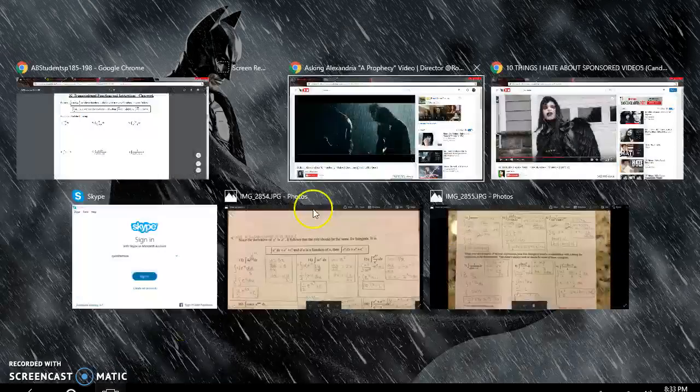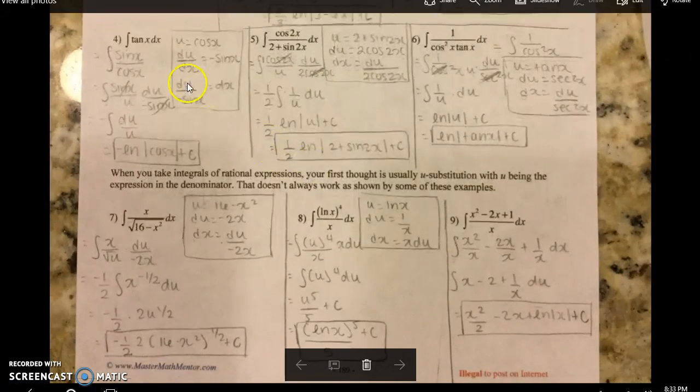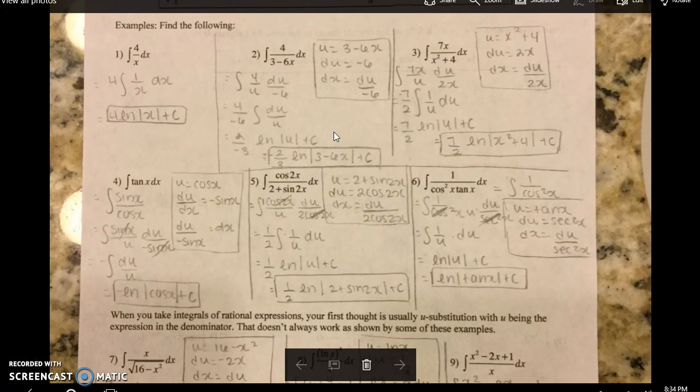So for number one, we're using the integral of ln. The first thing that we're going to do in this problem is take 4 out of the integral sign. That's because we want to get 1 over x by itself. And one of the rules was that the integral of 1 over x equals ln absolute value of x plus c. So that's how we got number 1. We just applied the rule.